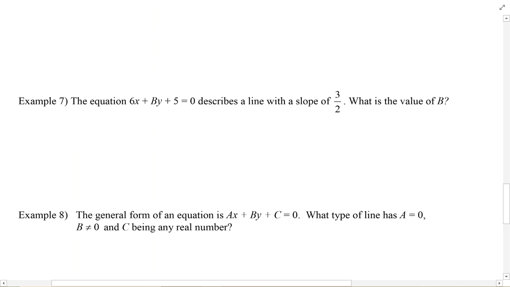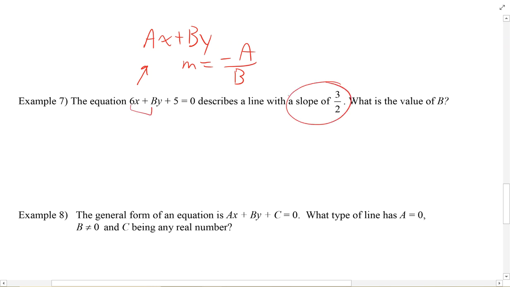So this kind of plays along with the idea ax plus by, and then m equals negative a, because a has to go to the other side, divided by b. Okay. And so this has to equal 3 over 2. So from this, we would move 6x to the other side, you would get a negative 6, and then you divide by b.